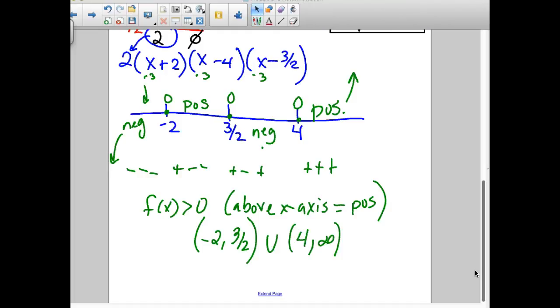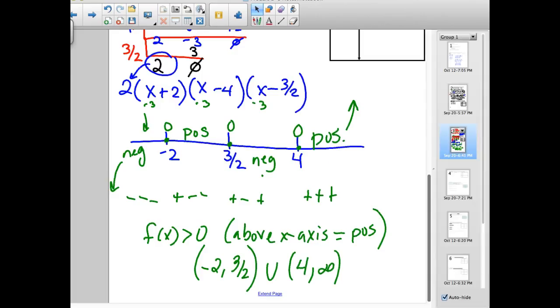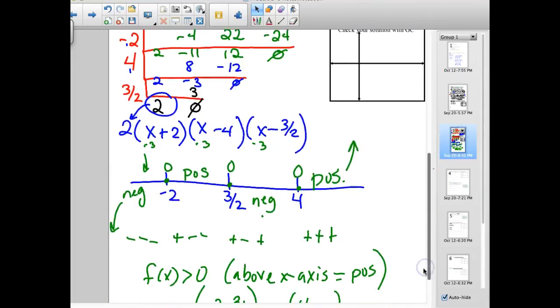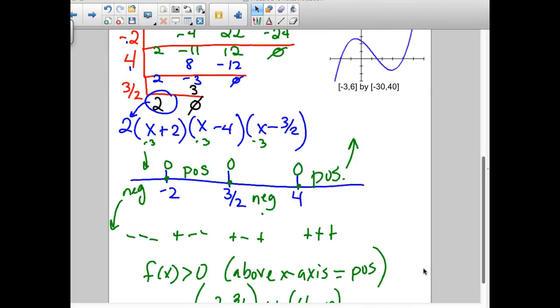Okay? Oh, I forgot to show you the graph. Does it fit what we were predicting? That shape? Okay.